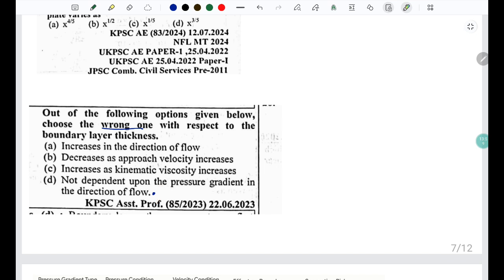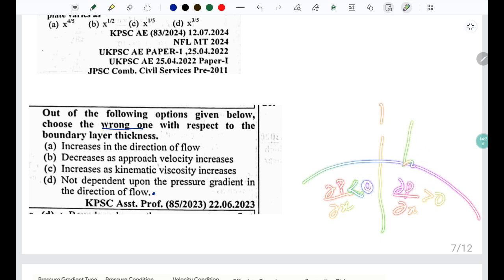Why is it wrong? It says that it is not dependent upon the pressure gradient, which is wrong. We know the pressure variation in the boundary layer. As it approaches a point before the stagnation point, the pressure gradient is less than 0, but when it is greater than 0, we know that it starts hindering the development of the boundary layer and it starts separating the flow.